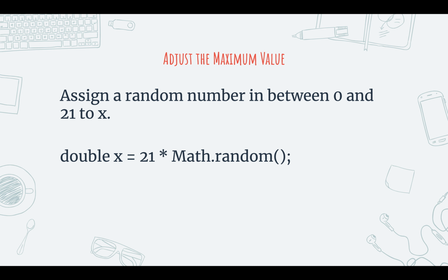So if we multiply 21 by 0.999, we get 20.99999. That is much more suitable if we want a maximum value, or rather if we want a range between 0 and 21. So if you want to keep 0, but you want to expand upon the maximum value, let's say to 5, you just multiply the math.random method by 5.